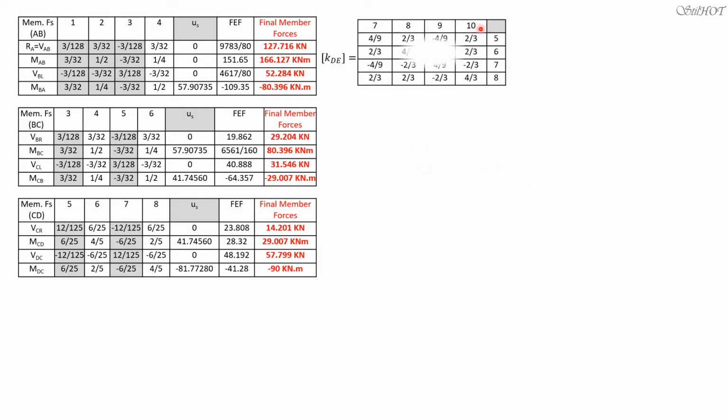So we have 7, 8, 9, 10, and the first entry is 12 over 3 cubed. That's why you have 4 over 9, and this is 6 over 3 squared. So we have 2/3, negative of 4 over 9, then copy 2/3, then copy 2/3 here. This is 4 over 3, 4 EI over L, so 4 times 1 over 3, 4/3.